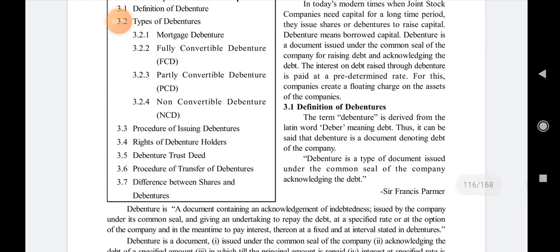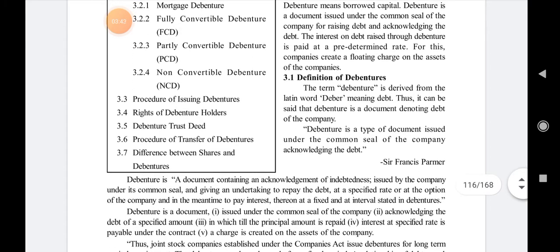The interest on debt raised through the debenture is paid at a predetermined rate. See, the interest is fixed on the debenture. It means if the company has decided that 6% interest will be given on the debenture, then 6% will be given. For this, companies create a floating charge on the assets of the company. See, it creates a kind of floating charge, that is not a fixed charge, that is known as the floating charge.